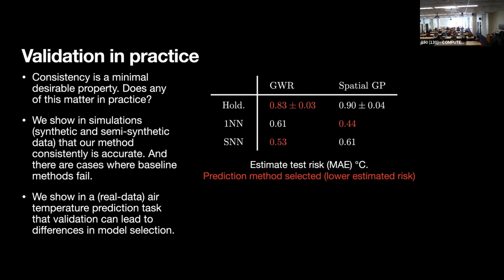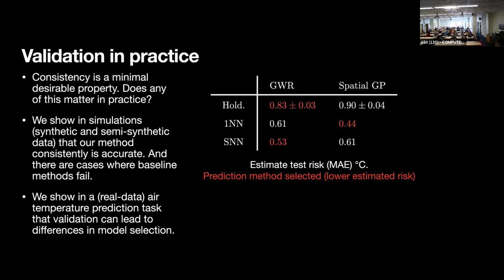And so I'm showing the mean absolute error of both these methods as calculated by each of these validation methods. So the first one is the holdout. This is if we just take an unweighted average. The data is coming from across the US. We're interested in prediction in 5 metro areas. And you can see that the holdout would say that geographically weighted regression has the lower error.